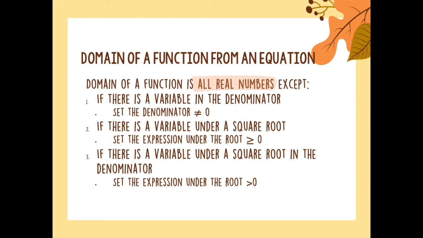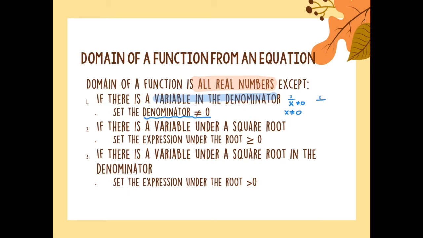So if I just had y equals 2x minus 7, my domain is all real numbers. There are 3 exceptions to this rule. The first is if there's a variable in the denominator. So if I had something like 1 over x, then I would find my domain by setting the denominator not equal to 0. So I would say that x cannot equal 0, and that would be my domain restriction.